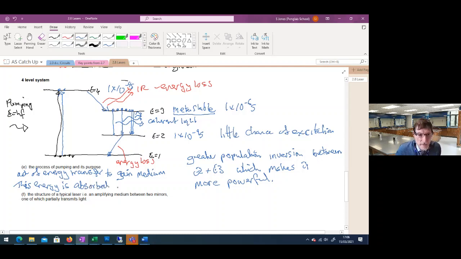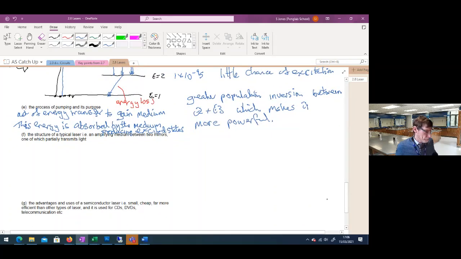Right, by the medium, produce an excited state. So let me just squeeze that in there. That's all pumping is. So it's the act of putting in energy. Right. Now, what is the structure of a typical gas laser then? All right. So we do need to know this.